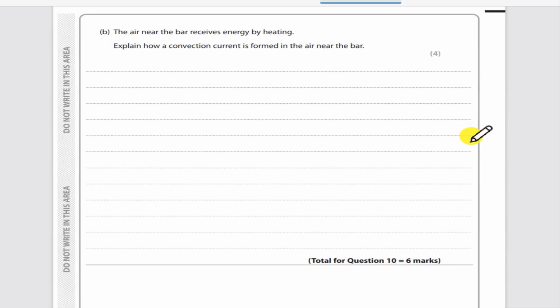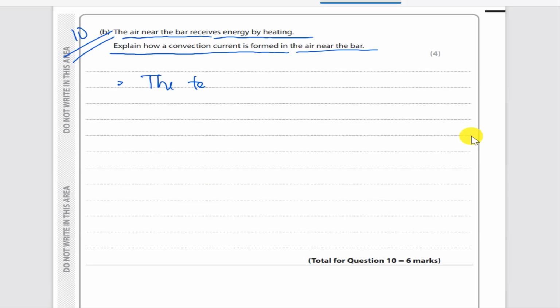Question 10b. The air near the bar receives energy by heating. Explain how a convection current is formed in the air near the bar. The temperature of the air increases.